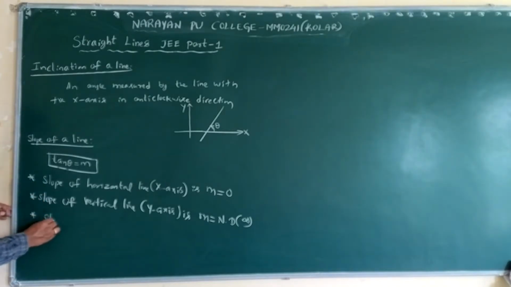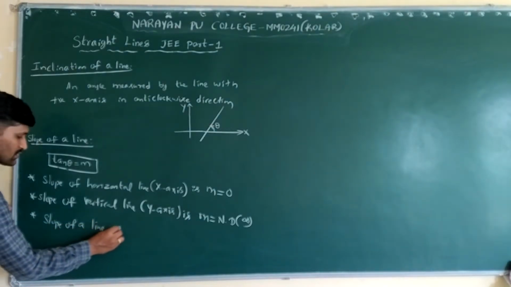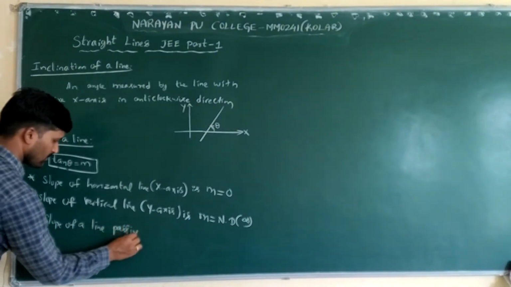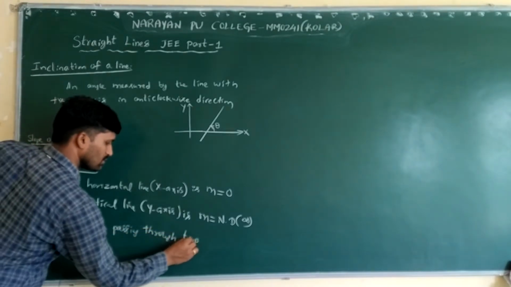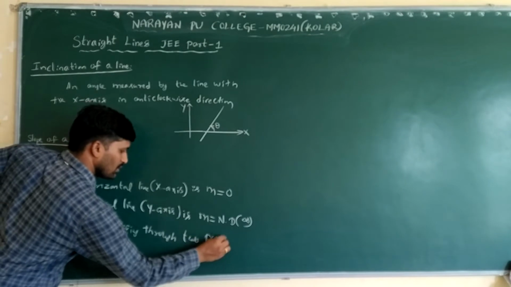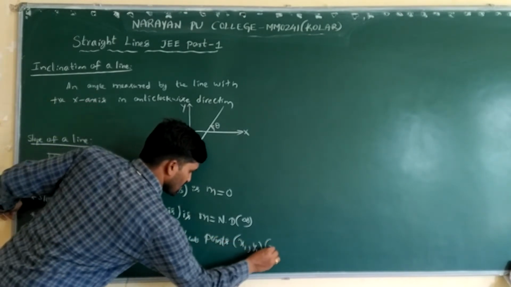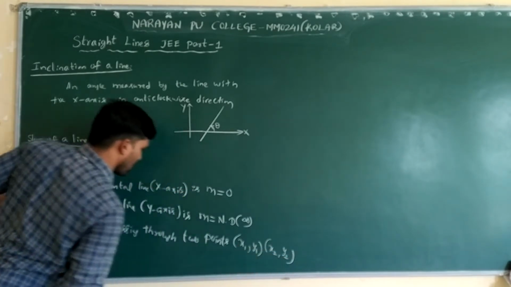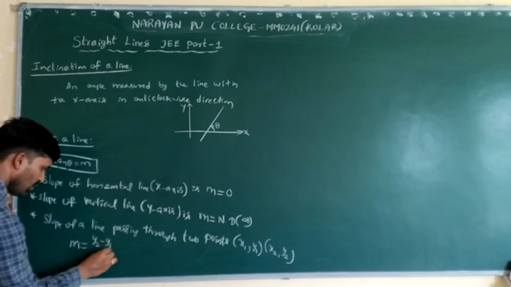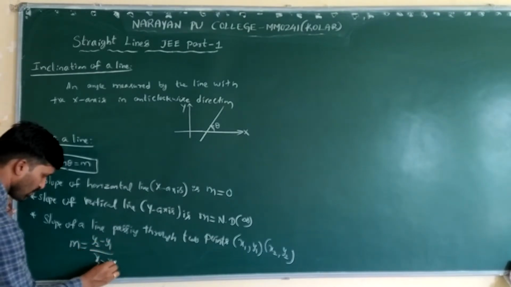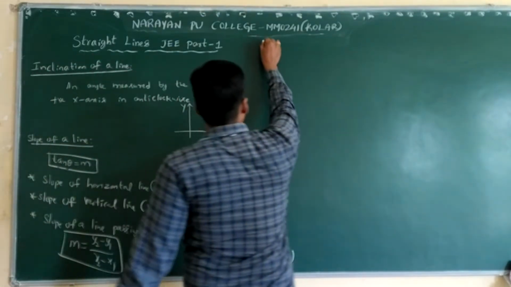Next, slope of a line passing through 2 points. That line passes through 2 points. I am taking the first point as x1 comma y1, and the second point as x2 comma y2. Then the slope M is equal to the formula y2 minus y1 divided by x2 minus x1. This is the slope formula.